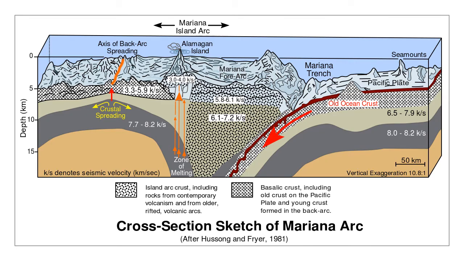This diagram, after Hussong and Fryer 1981, explains the schematic cross-section sketch of the Mariana Arc. So here we can see that this oceanic lithosphere which is being subducted over here is very old. It is roughly 180 million years in age, and its density is very high. As we can see, the seismic waves are traveling with a faster velocity, which shows the density and compactness of the plate. So this results in a steep angle subduction.